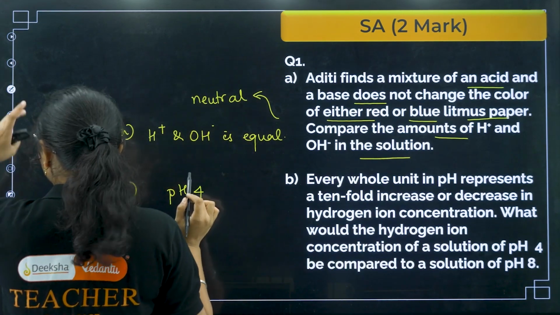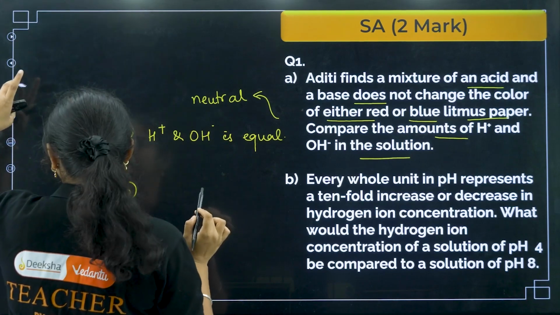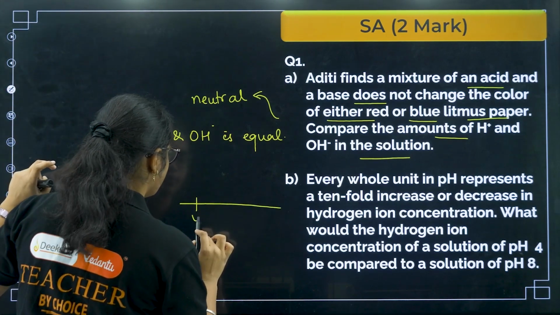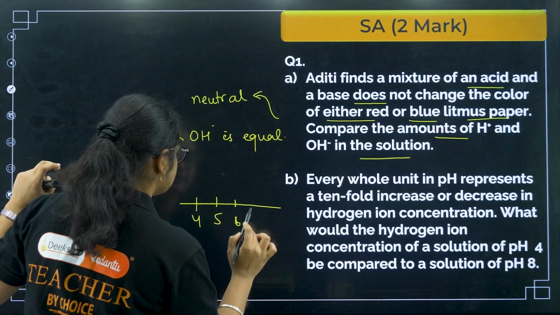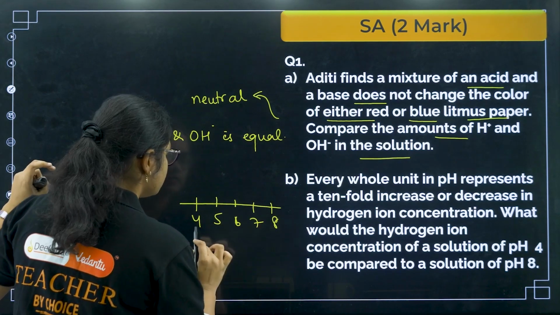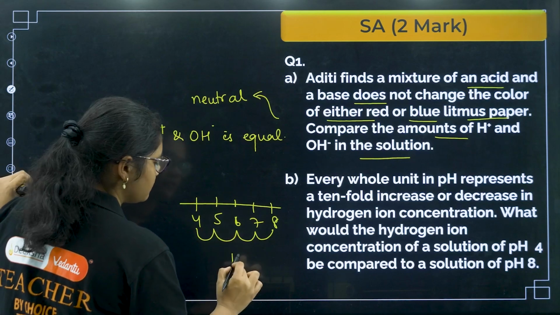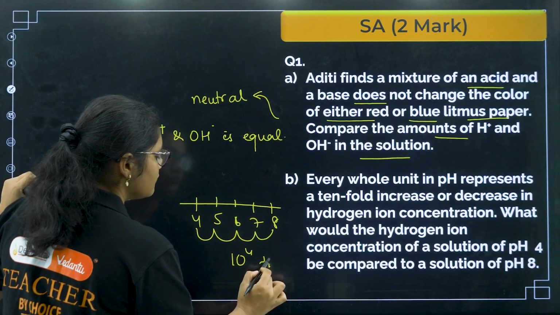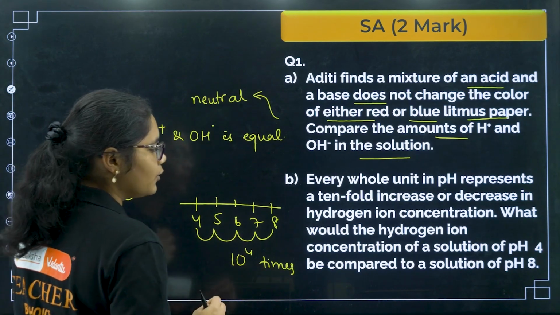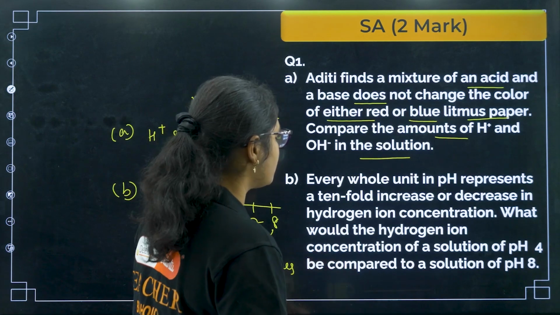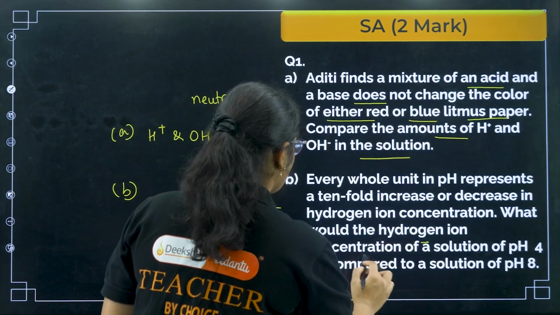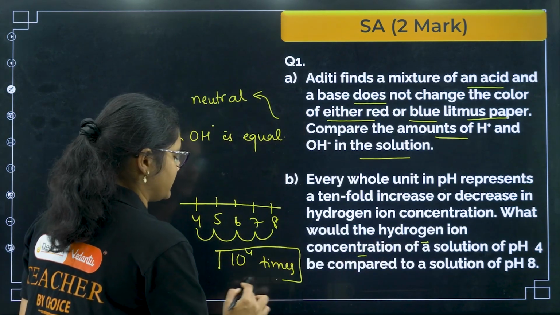Okay, so I'll draw a number line, it will be easier to explain like this. So you have 4, 5, 6, 7 and 8. So from here to here, every step is an increase of 10. So here we have an increase of 10 to the power of 4 times. So what would be the hydrogen ion concentration? 10 to the power of 4 times.